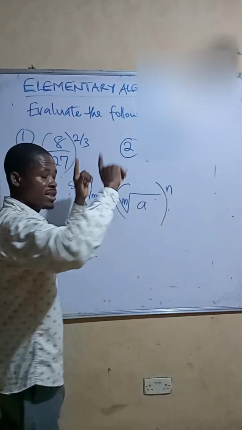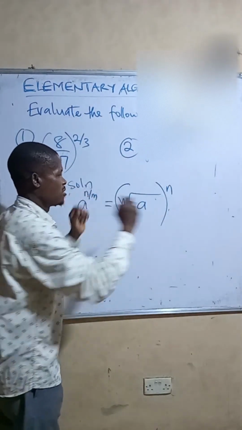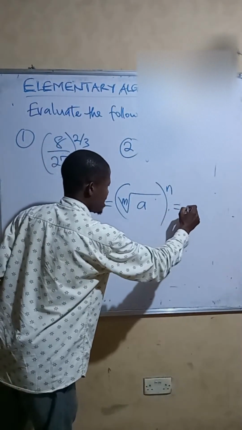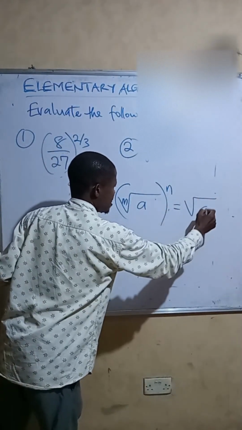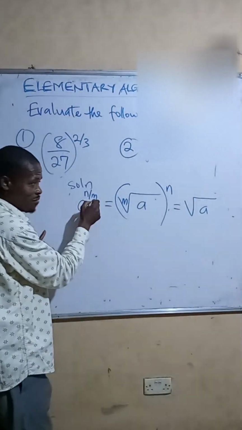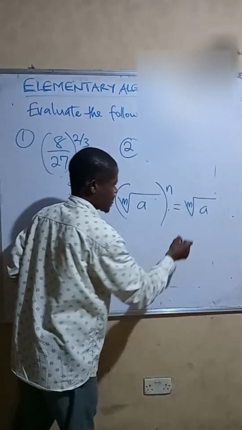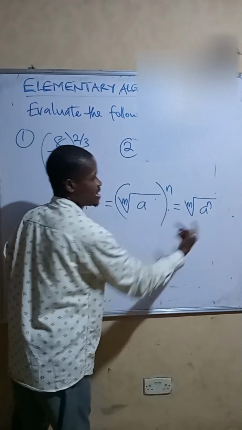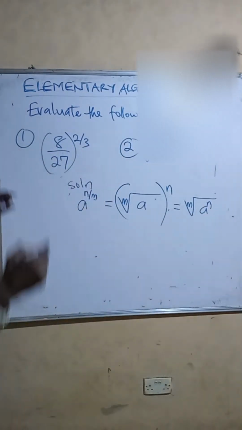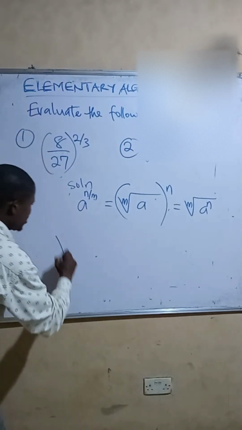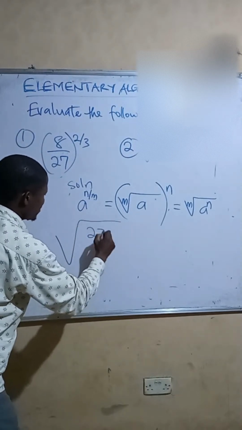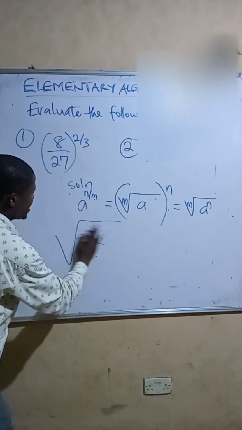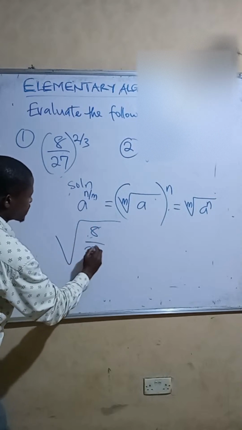Okay, you can close everything, or it can also be this way: the denominator of that power here, and then the numerator can be here. So either way is correct. Back to the solution, that will be the square root of 27 over 8... of 8 over 27.